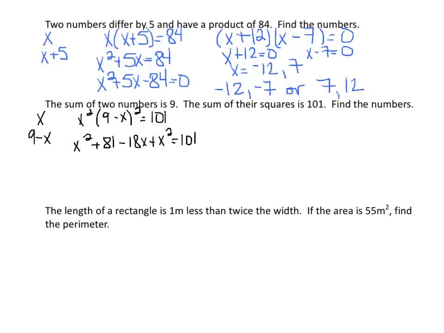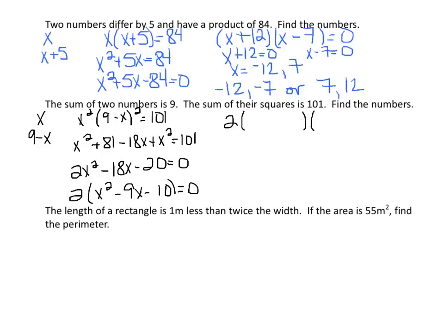Combine like terms and bring the 101 over. From here I can factor out a 2. And then I can factor the quadratic. Factors of 10, I would say 10 and 1. If the 10 is negative and the 1 is positive, they'll add to negative 9.